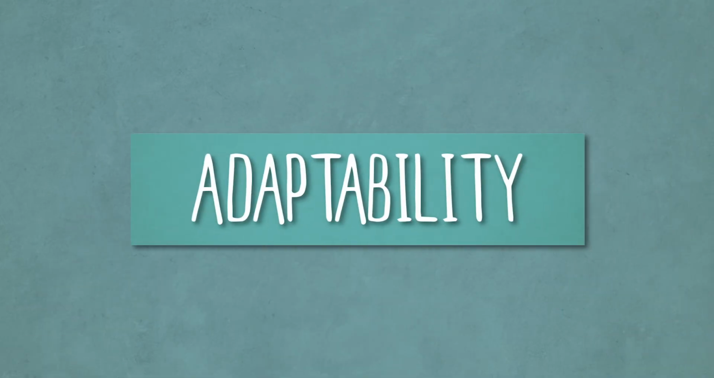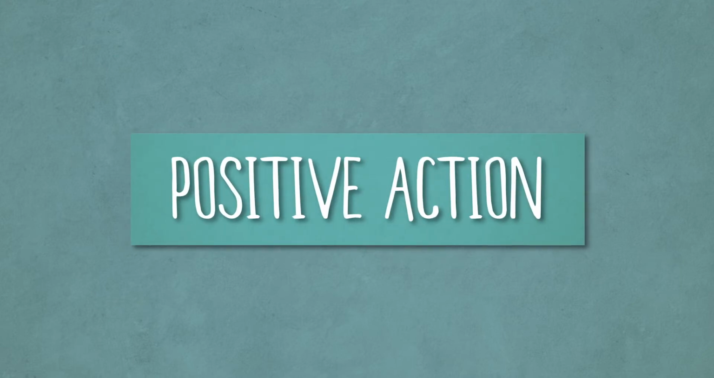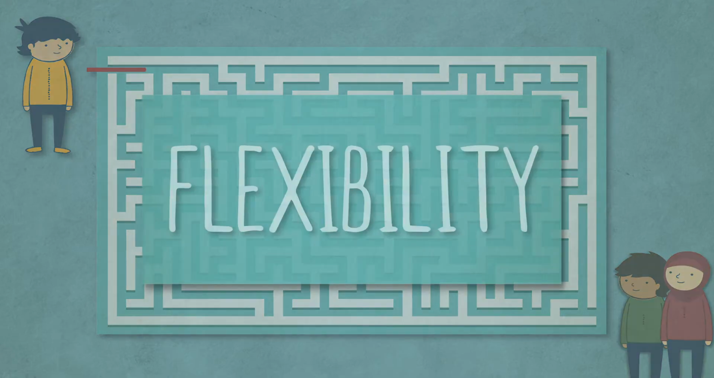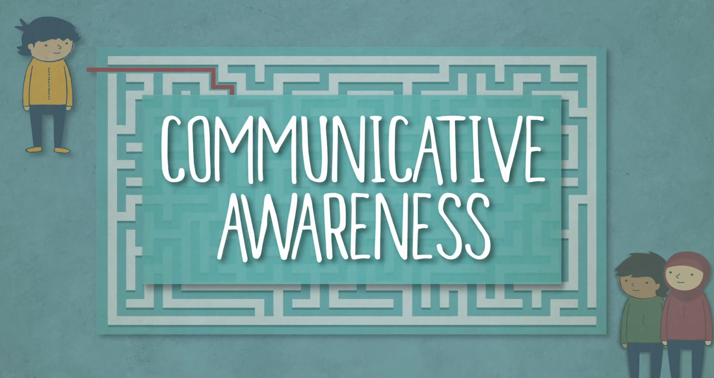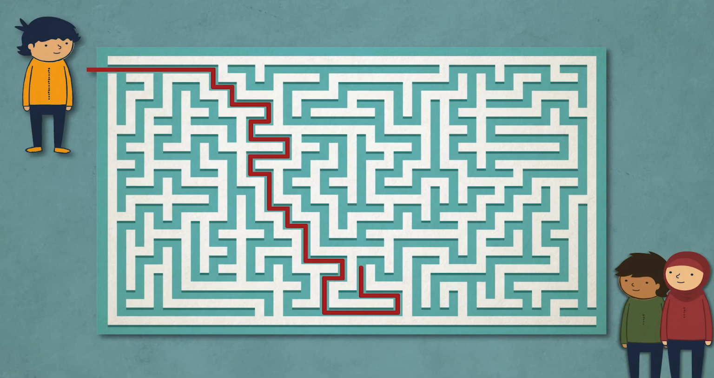Adaptability builds on openness and knowledge and turns our sights to positive action. Being able to adapt our actions can be challenging. It requires flexibility, communicative awareness, and positive risk-taking. As models of language and behavior for our learners, we can intentionally foster respectful relationships and a sense of community.